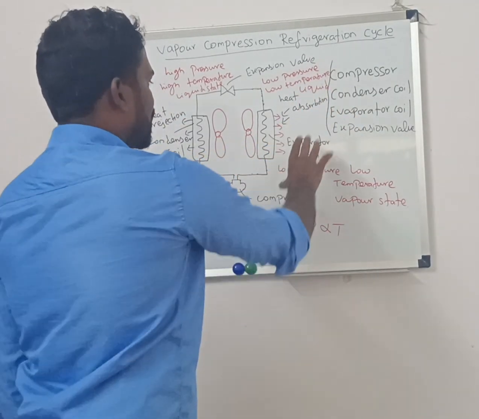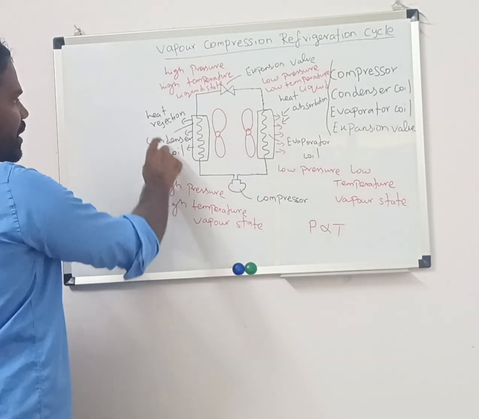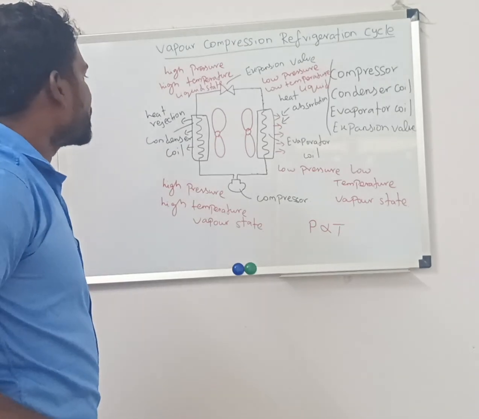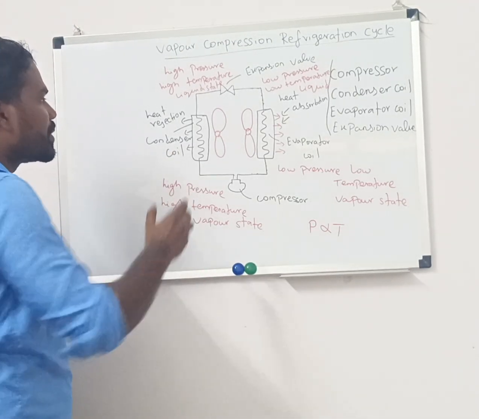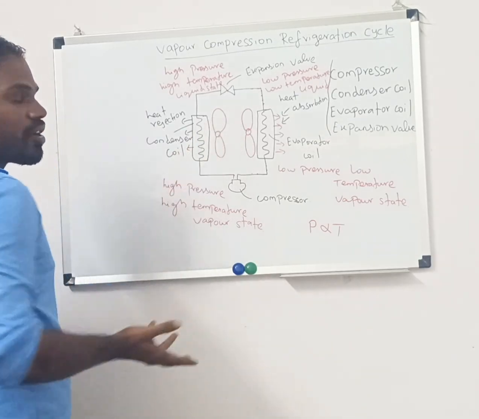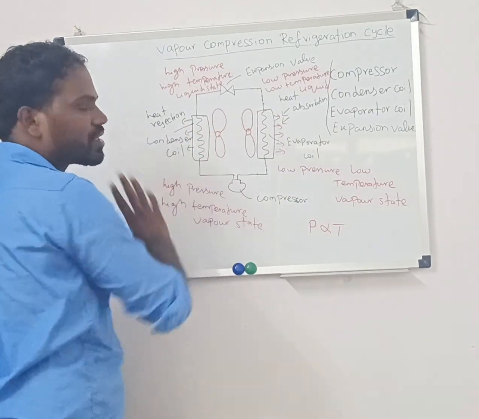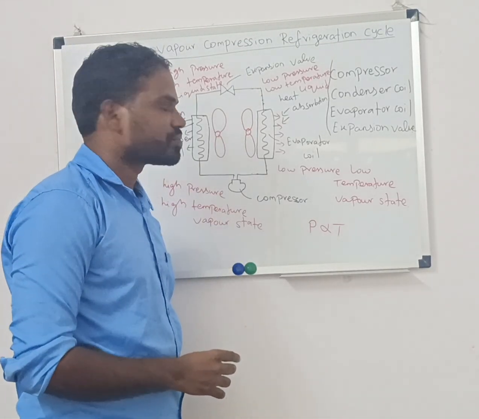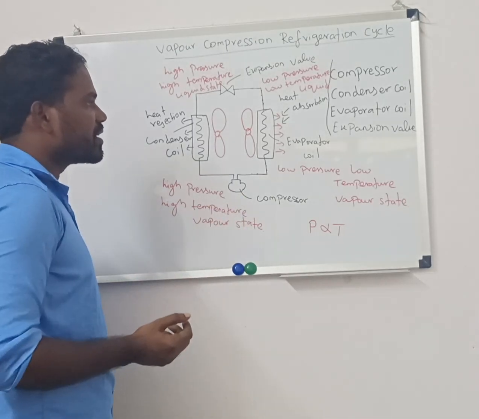It is the same here with the condenser coil, which is exposed to the atmosphere. Atmospheric air is sucked by the condenser coil fan and flows through the condenser coil. Automatically heat rejection occurs. This is the whole vapor compression refrigeration cycle.